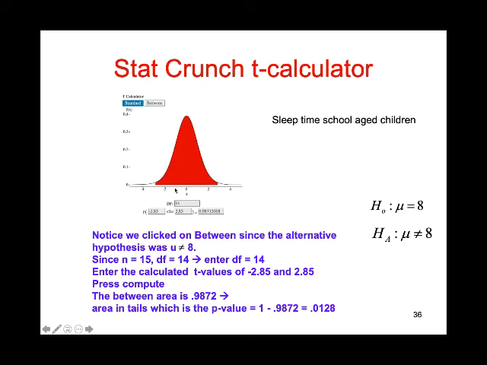So the area between those two critical values is 0.9871. But of course, we want the area in the tail, so we're going to subtract that from 1 to get the area in the two tails, which is the critical area, and that p-value is equal to 0.0128, which is why we rejected the null hypothesis, because it was less than 0.05.